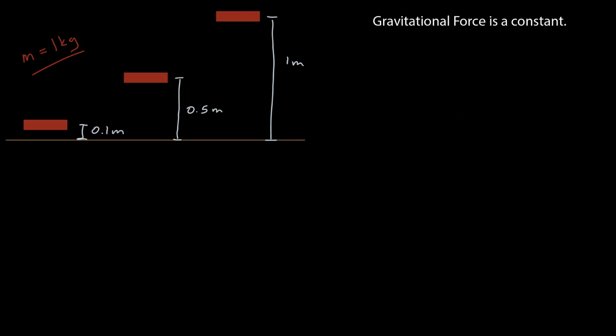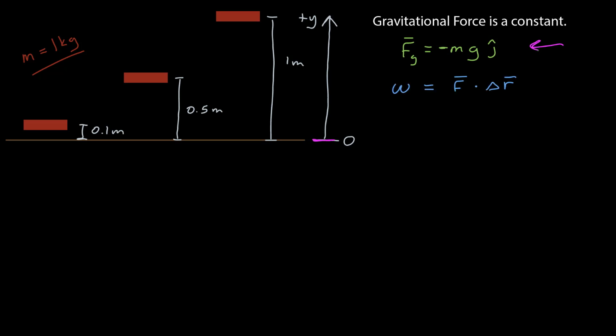Let's do a quick calculation of that potential energy difference. The gravitational force is a constant. To come up with a mathematical representation of it, we do need a coordinate system. I've decided to put my 0 here at the surface of the Earth and positive y up. With that coordinate system, the mathematical representation of the force due to gravity is this. It has a magnitude of the mass times the acceleration due to gravity, and it's pointing in the negative y direction. The work then, because gravitational force is a constant, is just that constant force times the displacement vector.